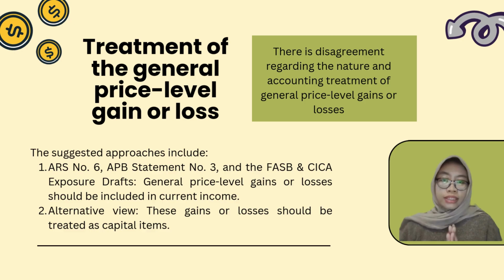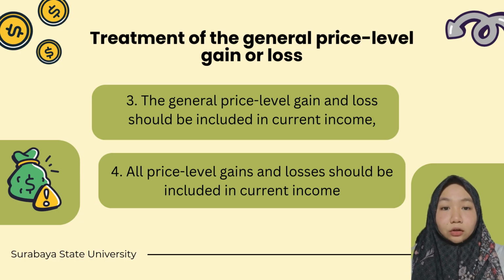This view holds that change in the purchasing power due to price level fluctuation directly affects a company's financial performance and should therefore be reflected in the income statement. And on the other hand, there are alternative views suggesting that general price level gains and losses should not affect current earnings but rather be recorded as capital items. This perspective considers that change as long-term and structural in nature, thus more appropriately reported in the equity section of the financial statement.